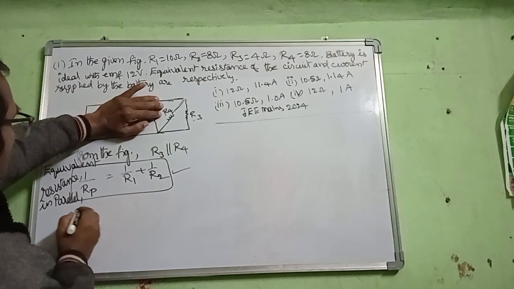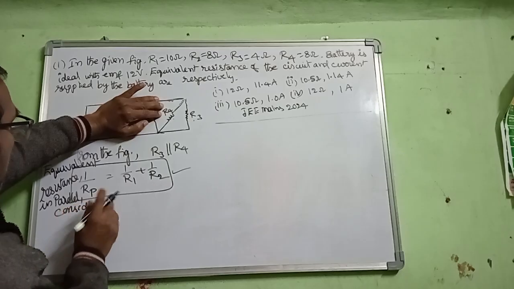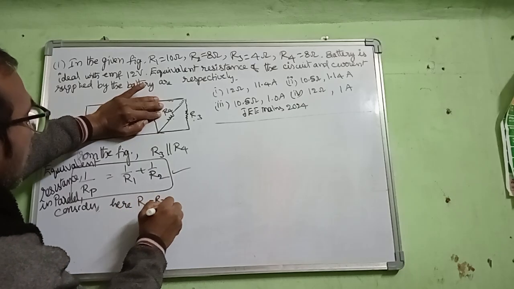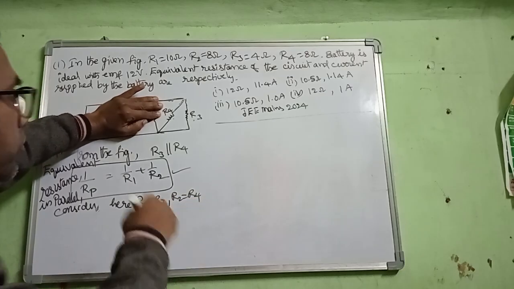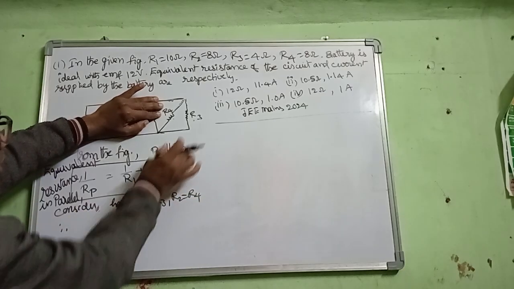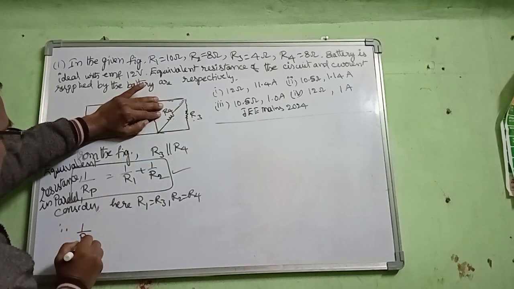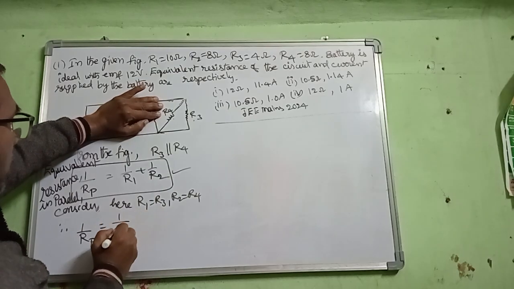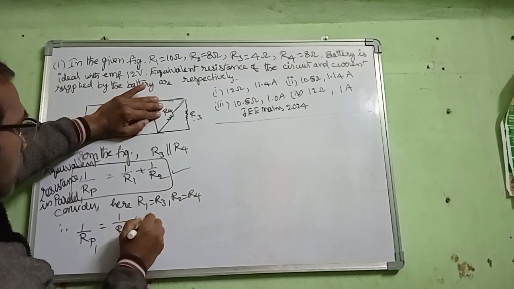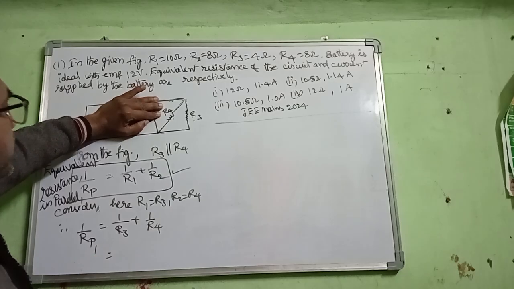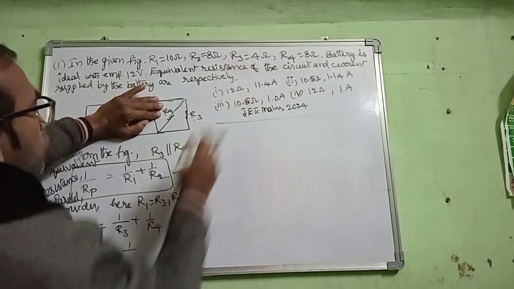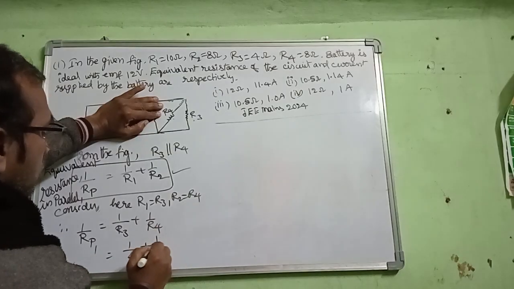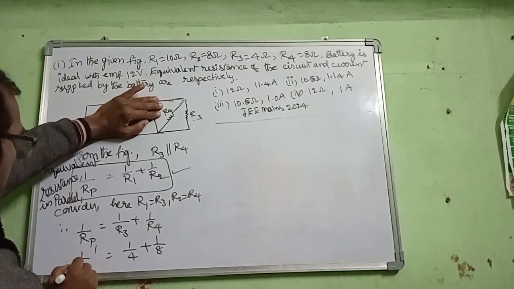Now let it be R1, let it be R2. Consider here R1 equal to R3, R2 equal to R4. Substitute in the formula. Therefore, the resultant for these two resistors, let it be 1 by Rp1, equal to 1 by R1 meaning 1 by R3, plus 1 by R2 meaning 1 by R4. Now see here, R3 is given as 4 ohms, so 1 by 4 plus R4 is 8 ohms, so 1 by 8.